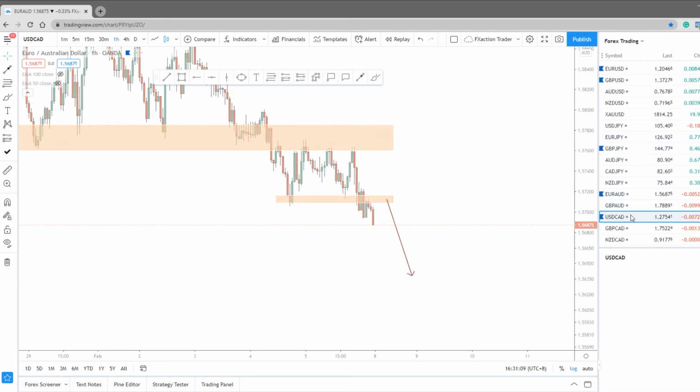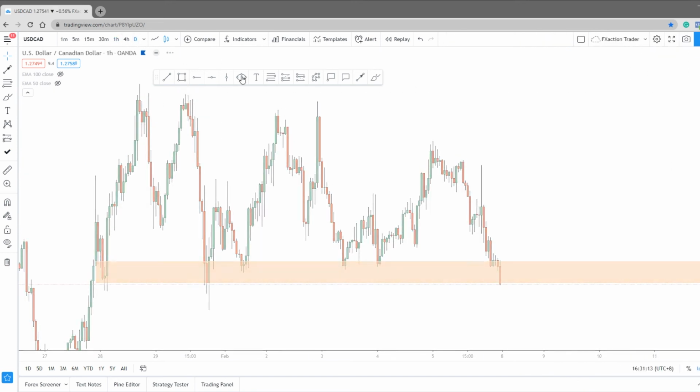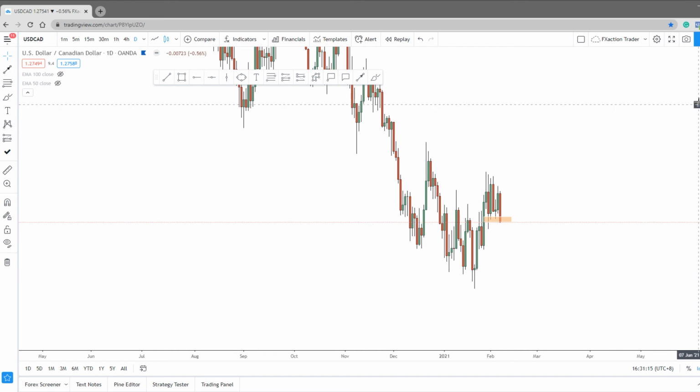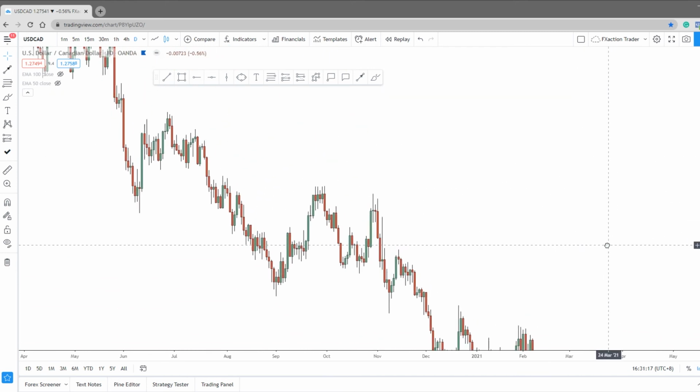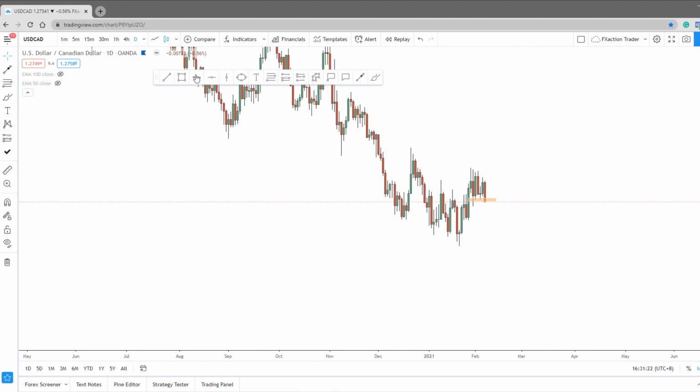Alright, so the last pair for today, dollar Canadian. If we look at the daily chart, we can clearly see that market has been in a downtrend for quite some time, and this level has not been broken since December. This level, 1.2909, is a very important level for market to retest or break out in order to have a trend reversal.